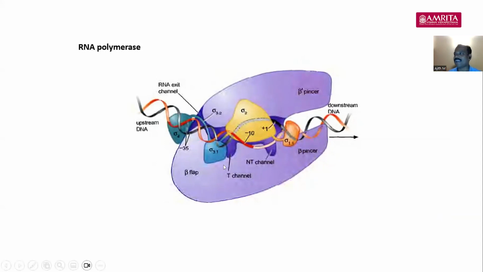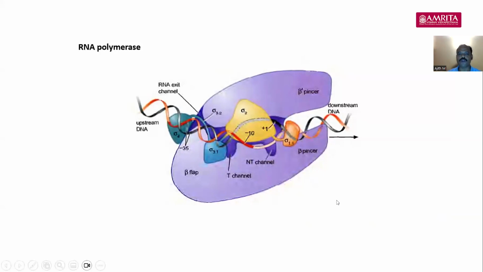So in the channel, you have the sigma factor. Already you have seen sigma 4 that binds to the minus 35. Then you have the sigma 1.1 and so on. There are different sigma domains I told you. They go and associate with these minus 10 and minus 35. So the DNA molecule gets threaded across the polymerase. It is holding it.